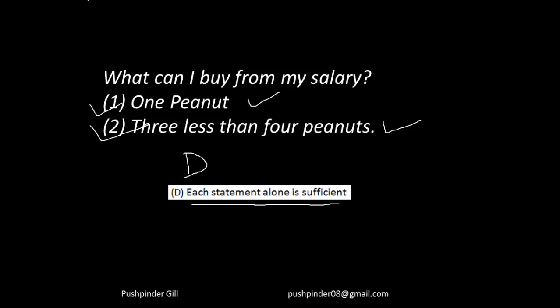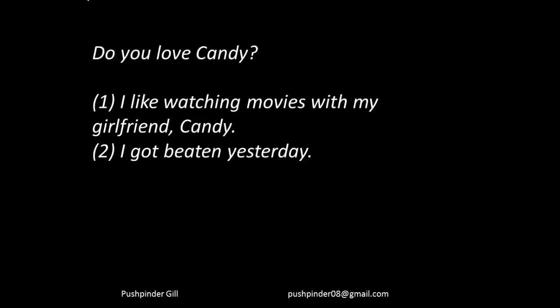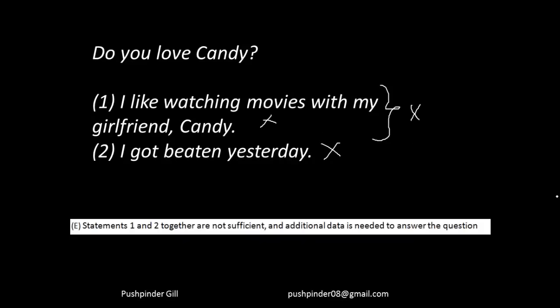Okay, so let's move forward. Now he's asking in the question, do you love Candy? First of all, the first statement is not giving me the answer. It's telling about I like watching movies with my girlfriend Candy. That doesn't mean that he loves Candy or not. Second, I got beaten yesterday. Okay, it doesn't give me the answer. Even if I combine both, it doesn't give me the answer. So if the first statement doesn't give you the answer, the second does not give you the answer, and combining both does not give you the answer, your answer option would be E.